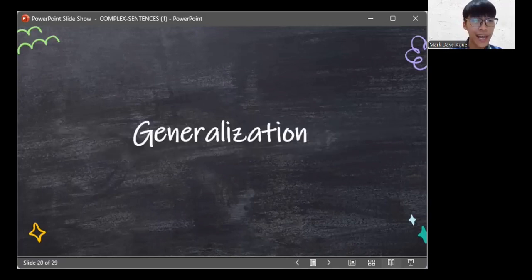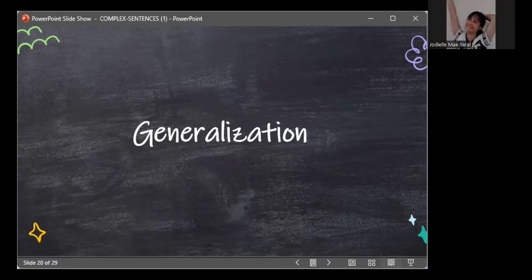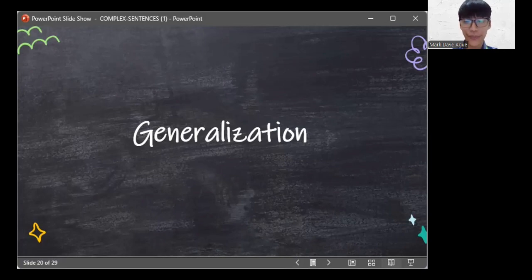Now, if you really have understood our lesson, I will ask you some questions. Miss Yaral, what is a complex sentence? According to what I have learned, sir, a complex sentence is a sentence that is made up of two or more dependent clauses and one independent clause. Okay, very good, Miss Yaral.